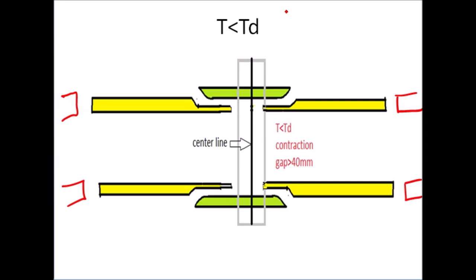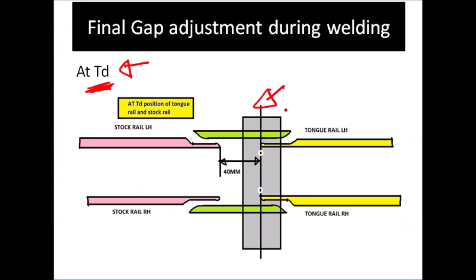And when temperature is less than TD, suppose TD temperature is 40 but site temperature is 30, right? In such a situation, rail will contract. As a result, it will push the tongue rail away from the mean position. So this is mean position and it has come out from the mean position. That's how it should be. And if your rail is like that, you can do welding. But it may be like that or it may not be like that, so accordingly you have to adjust your tongue rail.